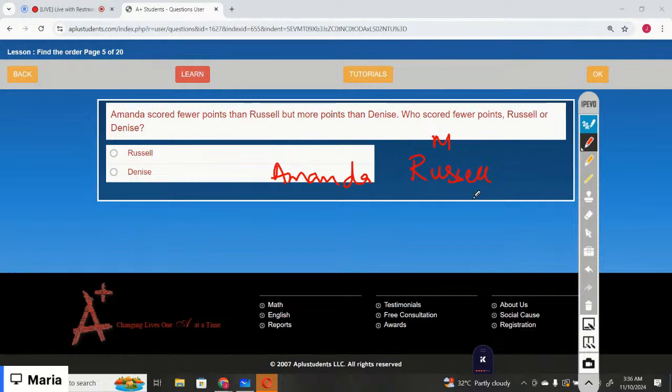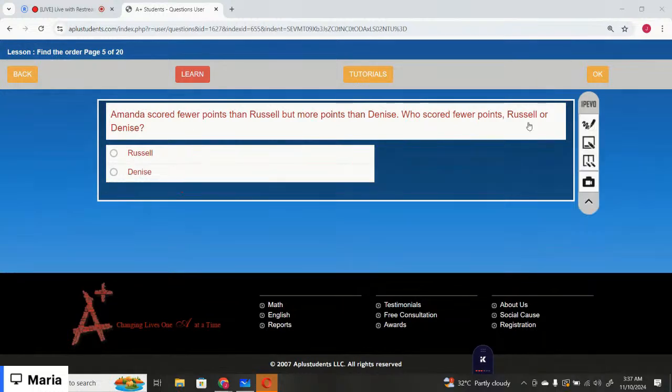Amanda scored fewer points than Russell, but more points than Denise. That means Amanda earned more points than Denise. So that is like this: Denise, Amanda, Russell. So that means the less. Who scored the fewest points? That is Denise. Option number two is the correct option.